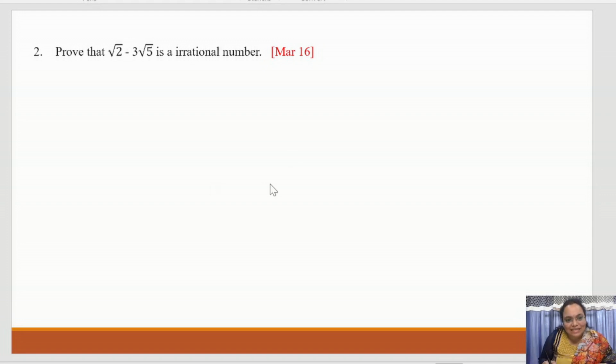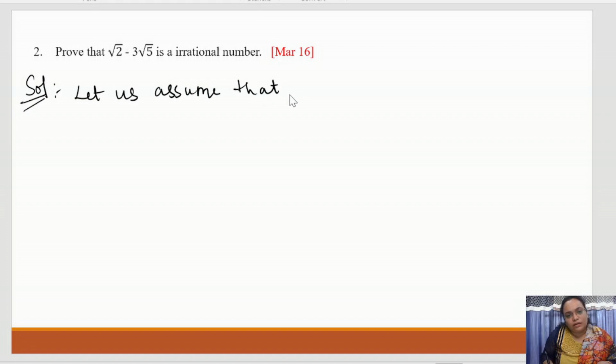So let us see the next question. Prove that root 2 minus 3 root 5 is an irrational number. You need to follow the same steps for all these kinds of questions. Okay. So let us solve this.